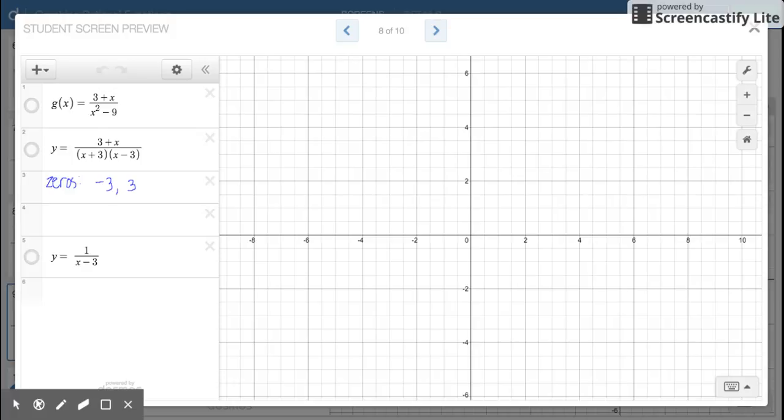Now we cancel. We can cancel 3 plus x and x plus 3, and therefore the simplest form is y equals 1 over x minus 3.